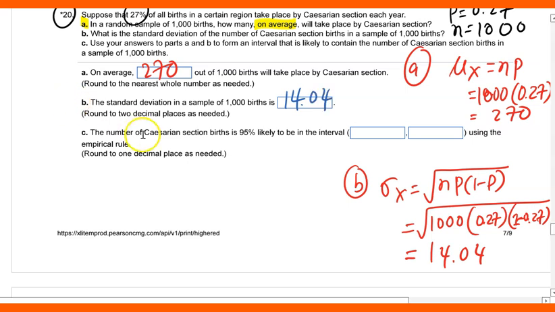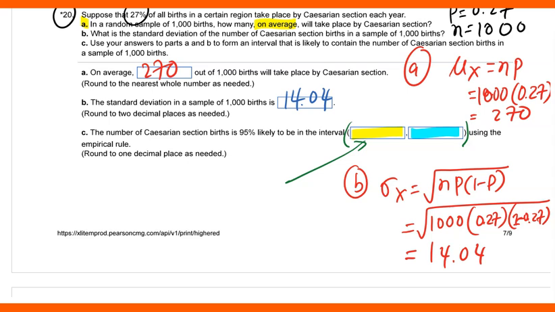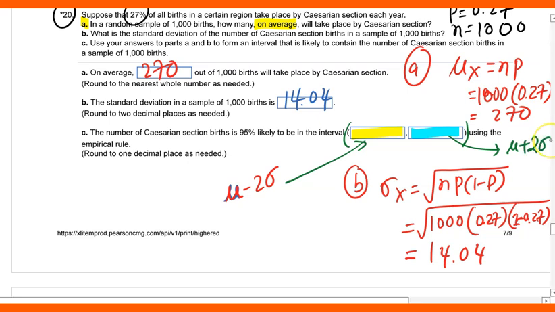Now for C, the number of cesarean section births is 95% likely to be in an interval. In this particular question, you're looking for the lower bound and the upper bound. Lower bound is mu minus 2 sigma. Upper bound is mu plus 2 sigma.